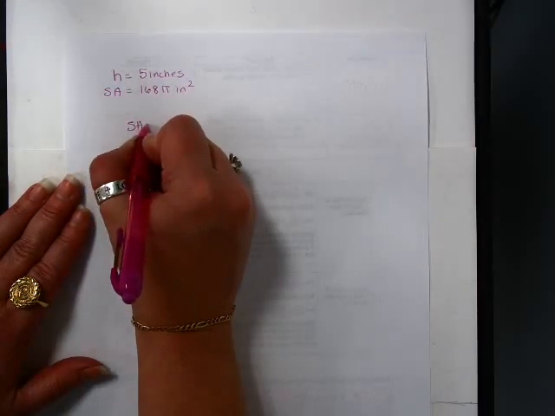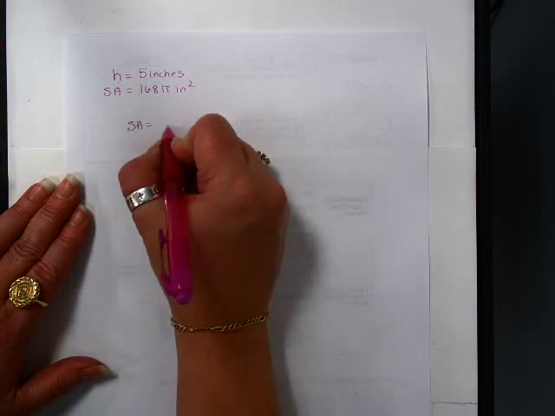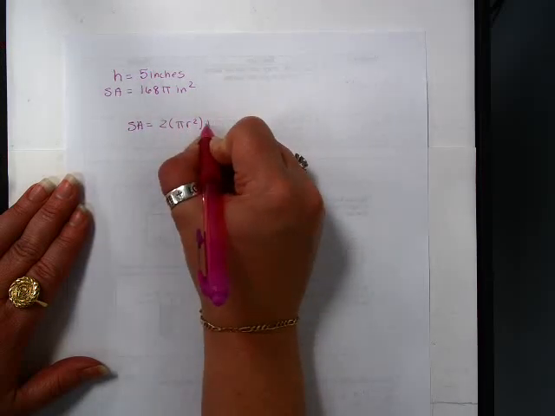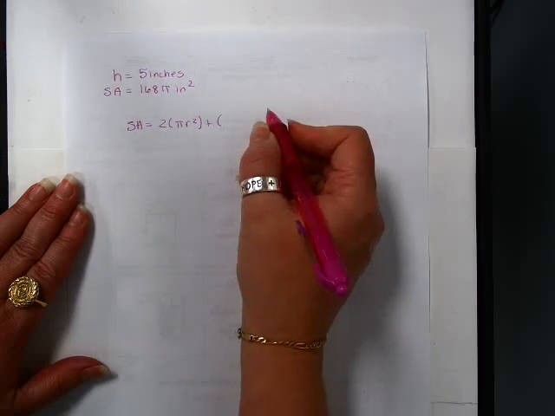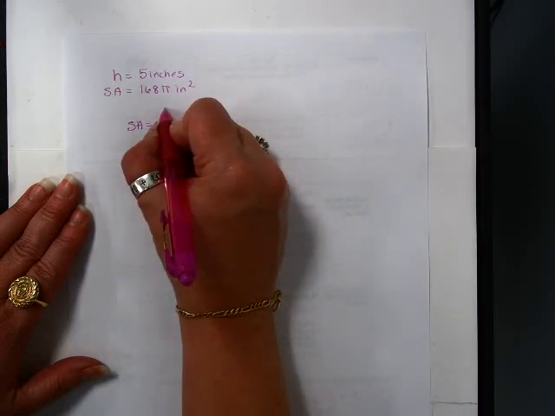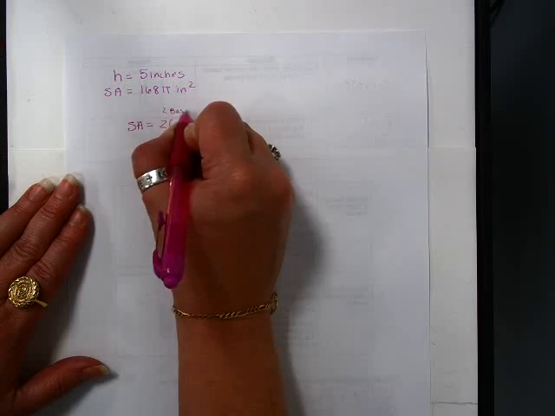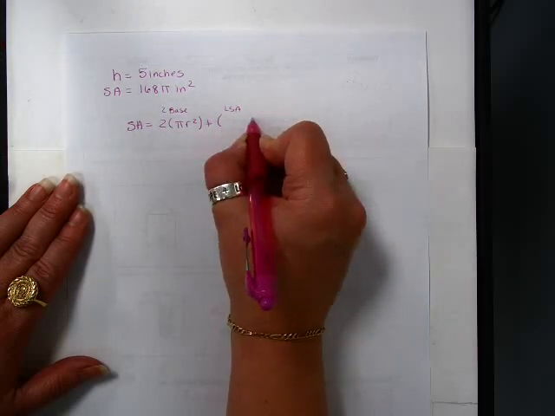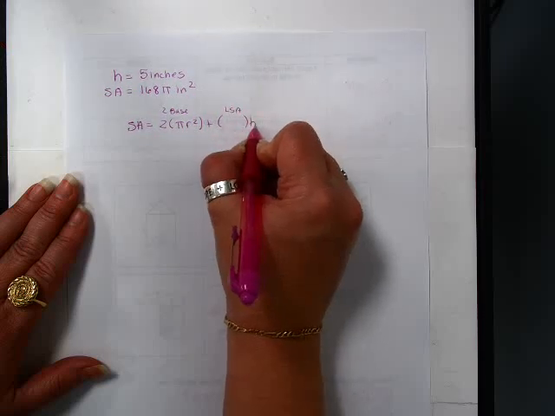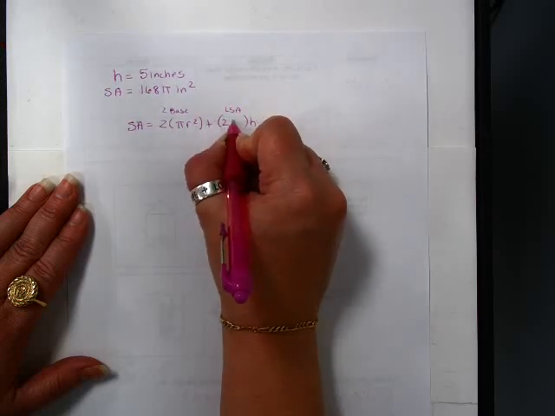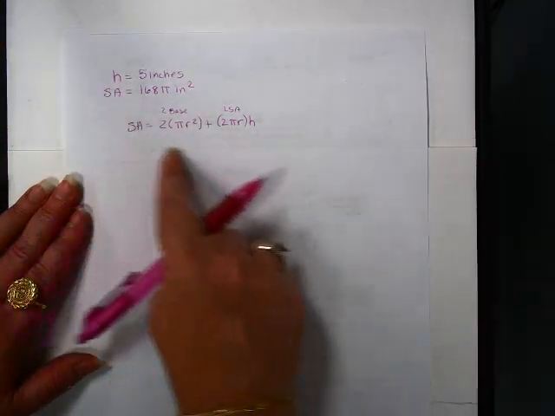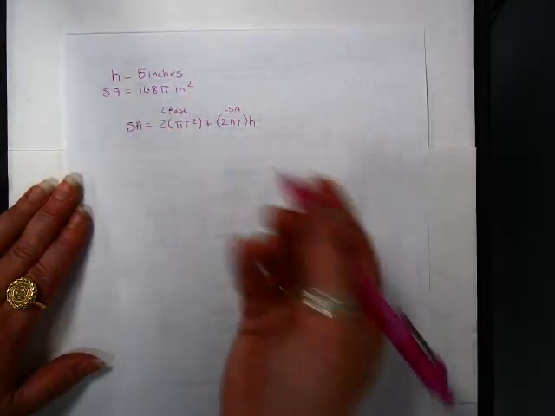Surface area is going to be 2 times pi r squared plus the lateral surface area. Remember, this was the two bases, and this was the lateral surface area. So that's going to be the circumference times the height. Circumference is 2 pi r.